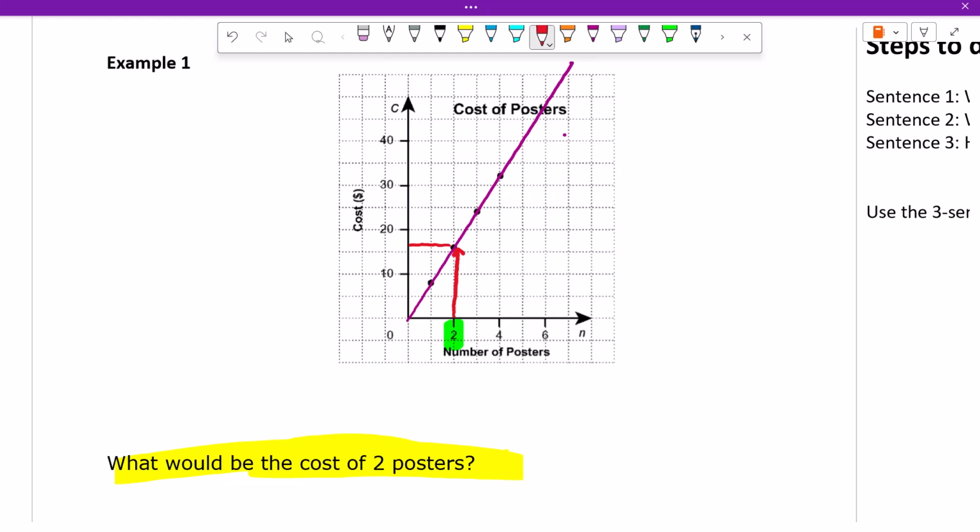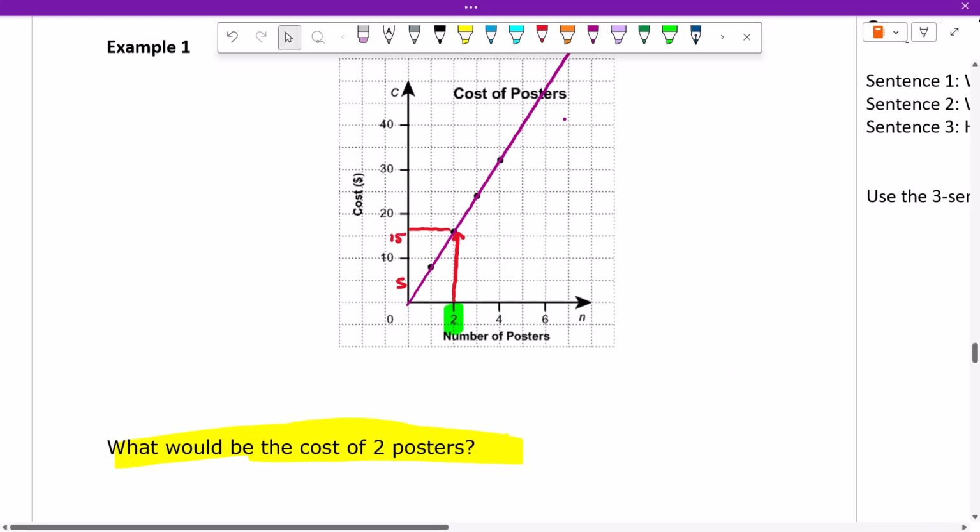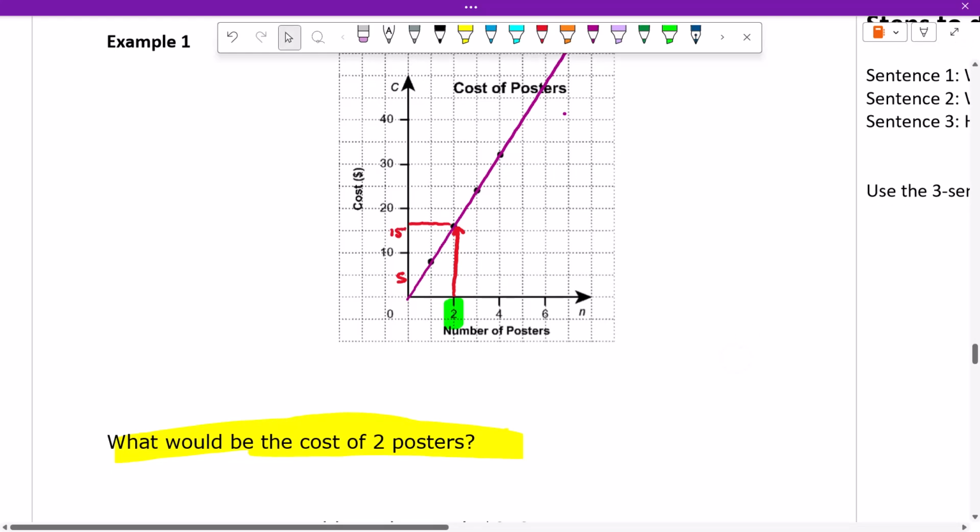Right? And unfortunately, it does not fall perfectly at a line. So we have to do some guessing. So the first thing we need to figure out is, hey, what's our spacing? Each box, how much is it going up by? 5. Each box is going up by 5. So this is 5. This is 15. So this price of 2 posters is more than 15, less than 20, right? And like halfway through the box would be like $17.50.